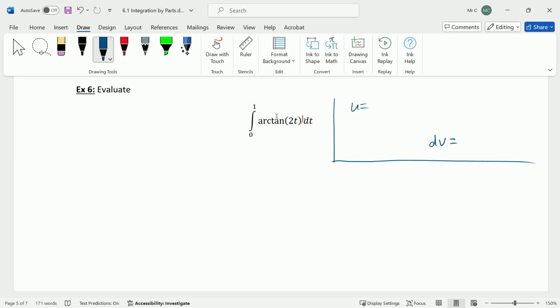U has to be the function arctan of 2t. We know the derivative for arctangent. And of course, we've got 2t in here, so we have to apply a chain rule.